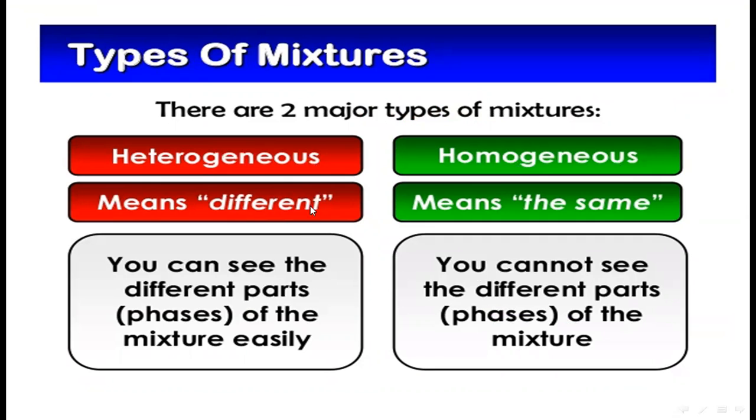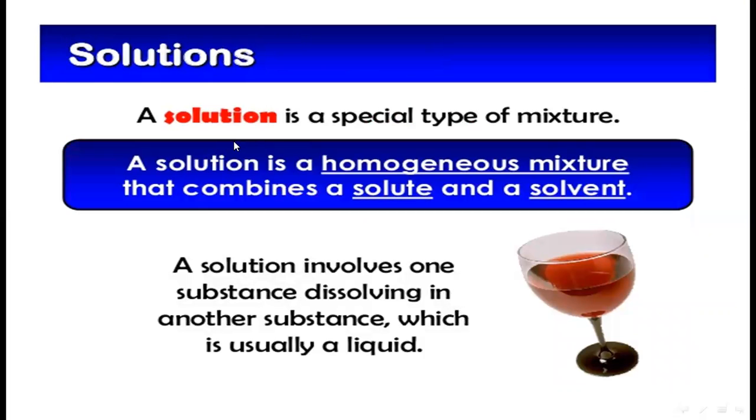Heterogeneous means different. You can see the different phases of the mixture easily, like fruit salad. And homogeneous means the same. You cannot see the different phases of the mixture, like tea, juice. So, what is a solution? A solution is a special type of mixture. A solution is a homogeneous mixture that combines a solute and a solvent. A solution involves one substance dissolving in another substance, which is usually a liquid, like juice, tea.